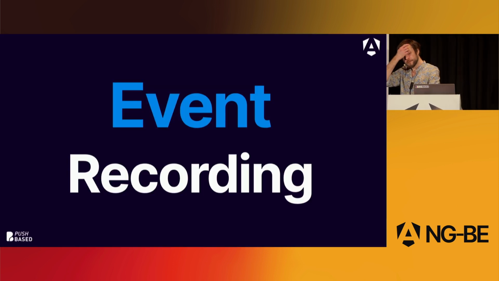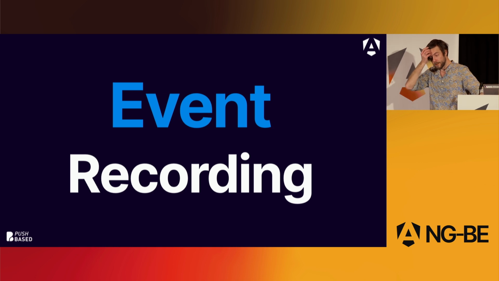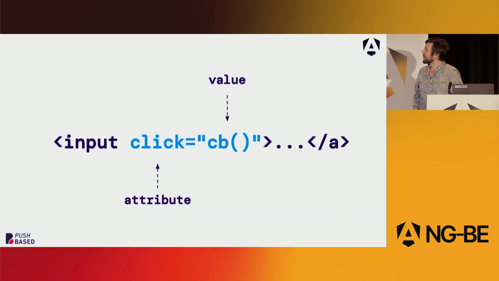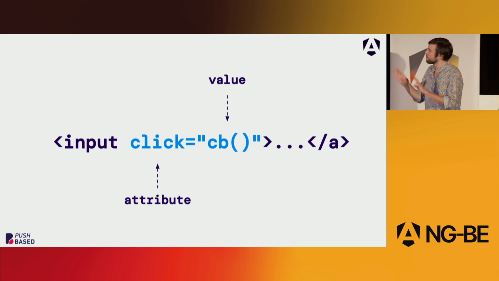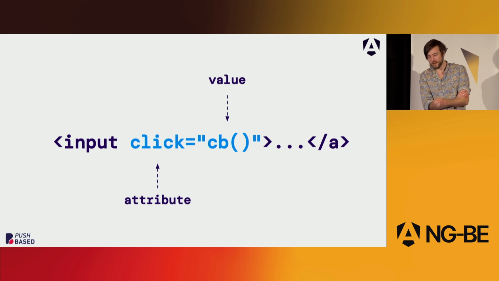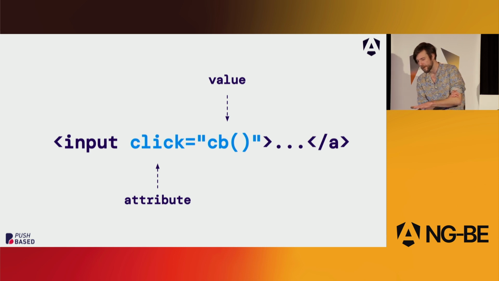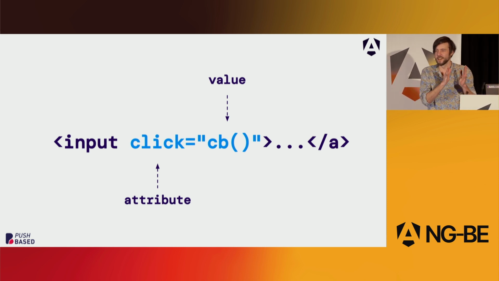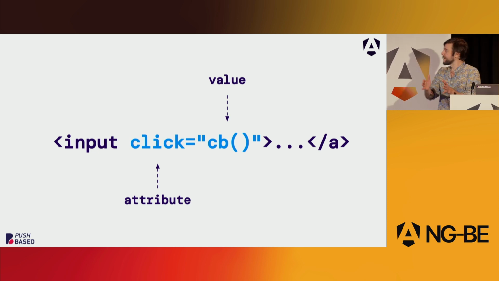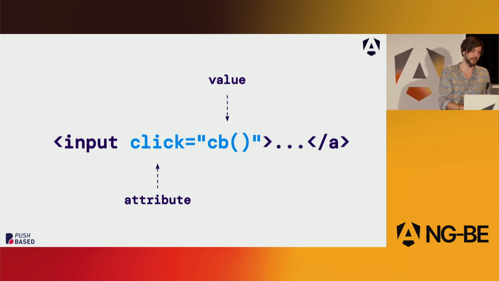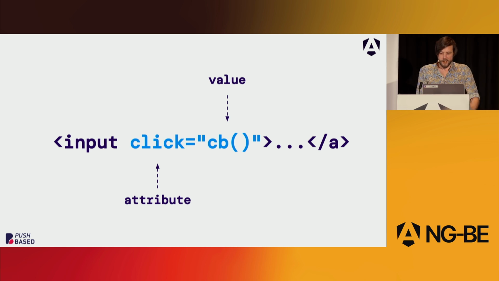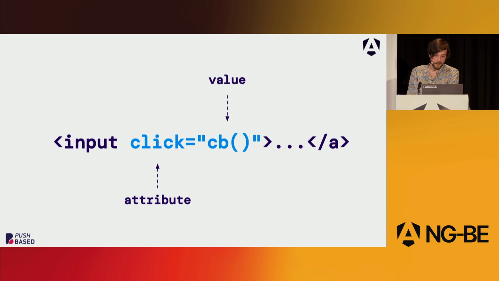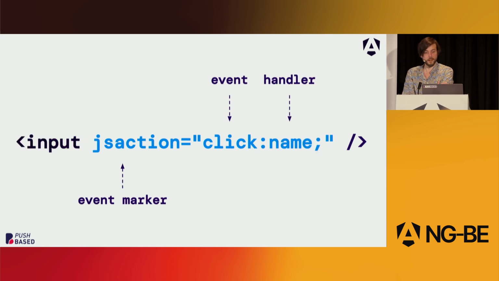So the first step of this whole JS Action thing is the event recording. And if you look at this part, maybe it's familiar to you. You have on the left side an attribute and on the right side a value. You have a click event, the event name, and then you have a callback on the other side. As this needs JavaScript, that might not work super well, so let's see how JS Action does that.